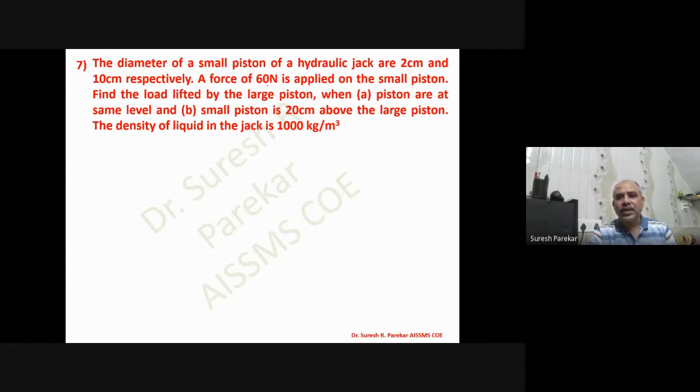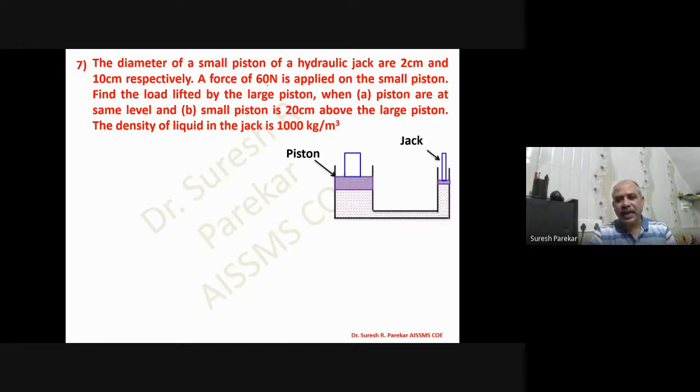Then we have the next problem. The diameters of the small and large pistons of a hydraulic jack are 2 centimeter and 10 centimeter respectively. A force of 60 Newton is applied on the small piston. Find the load lifted by the large piston when the pistons are at the same level, and when the small piston is 20 meter above the large piston. And the water density we know is 1000.